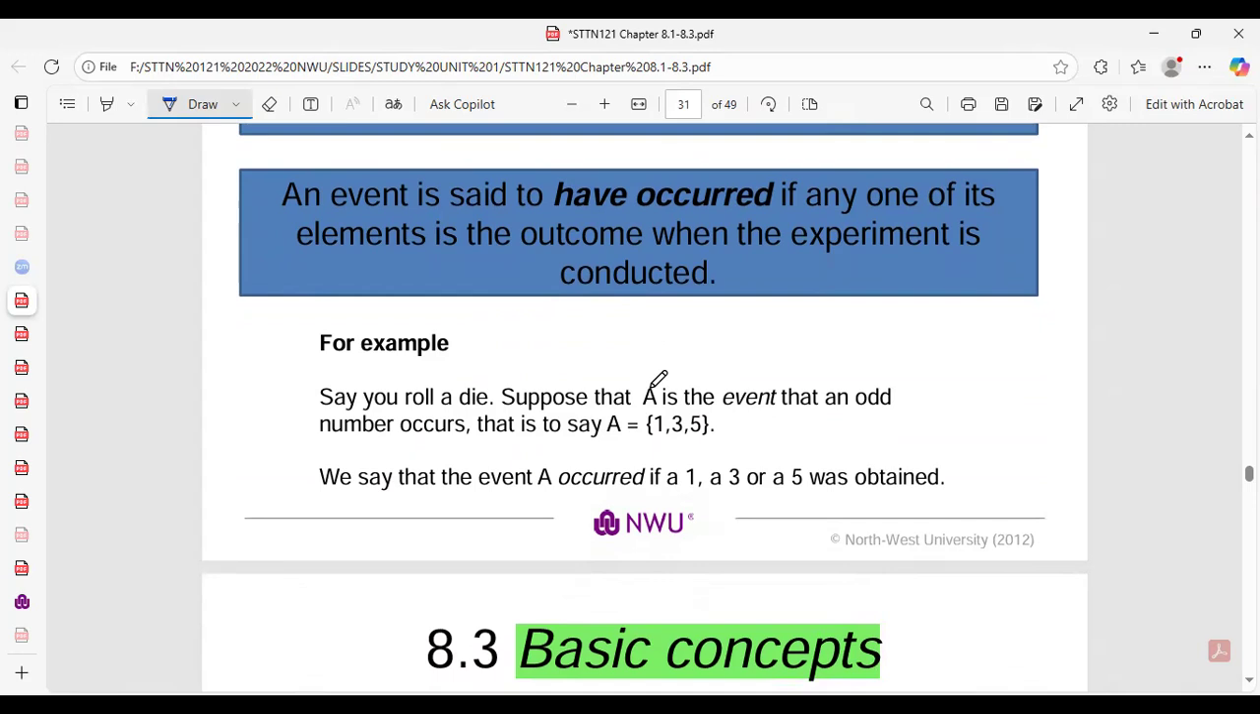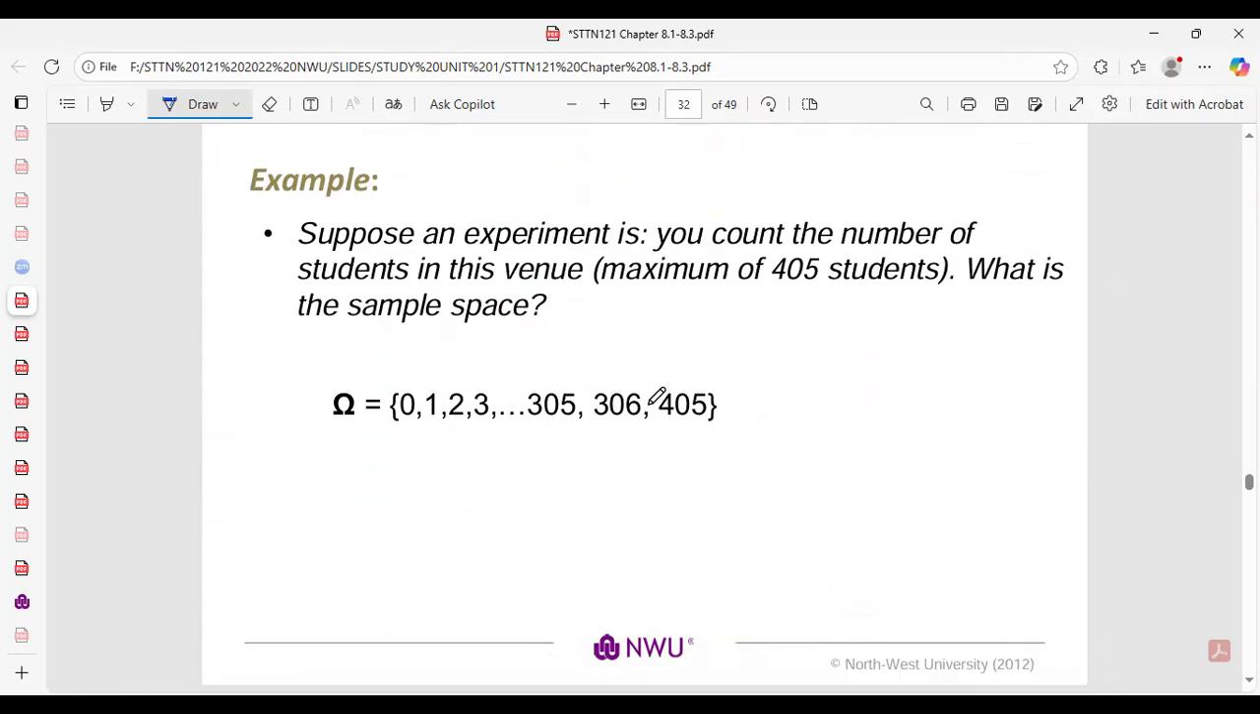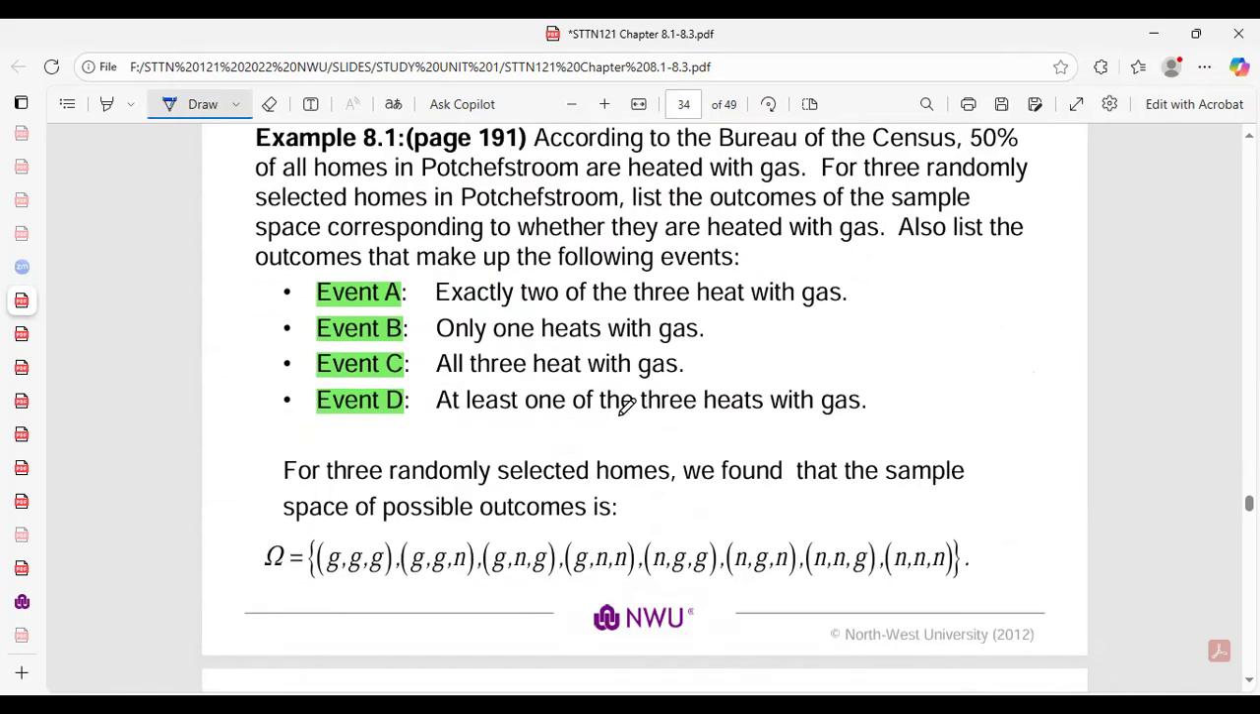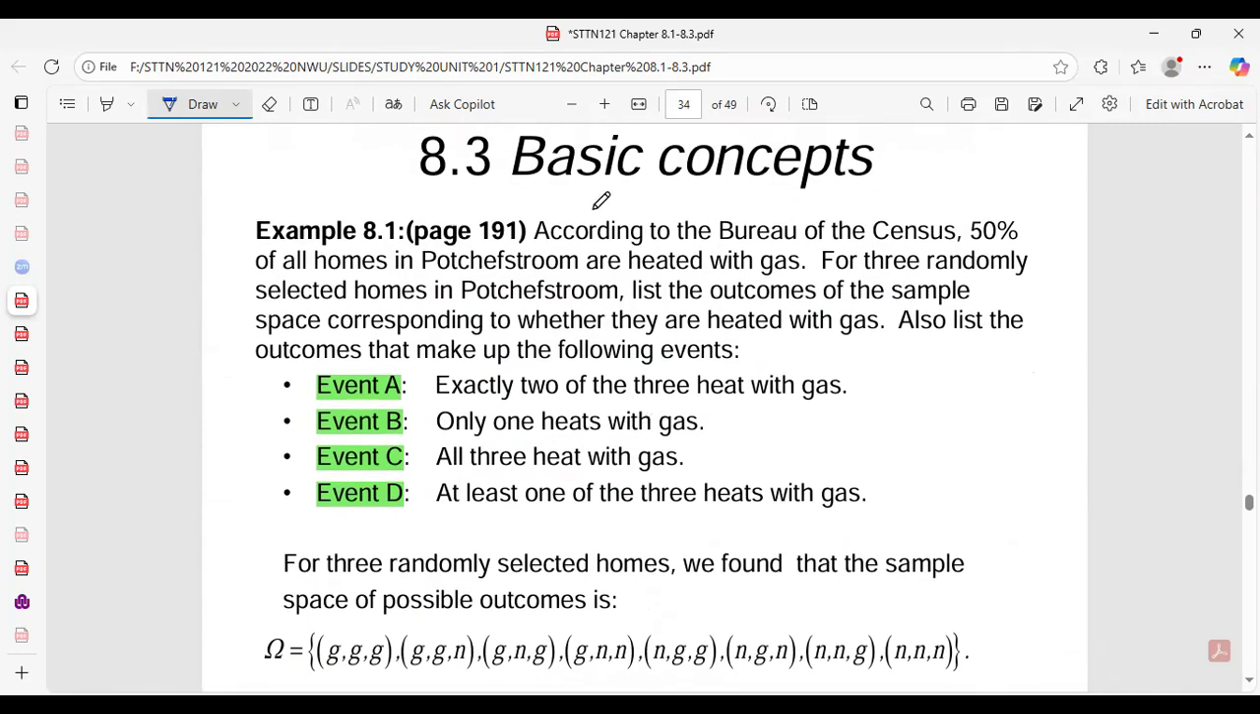Then let's check what's the other one. Just want to show you something. Okay, I remember this example, it's from STTN121.